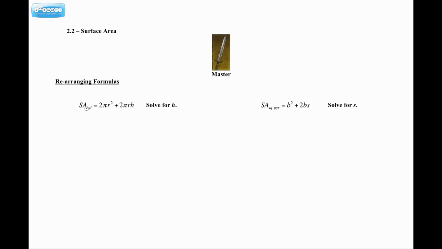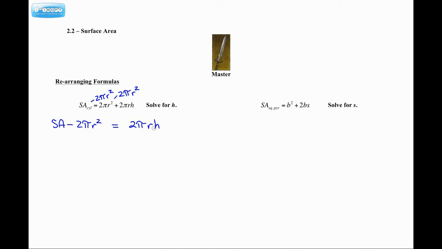So instead of having SA, or surface area, by itself, we're going to isolate h so that h is by itself. So notice how this term here has nothing to do with h, and it's being added to this one. So what I'm going to do is subtract 2 pi r squared from both sides, because what you do to one side you must do to the other. Okay, so that gives me here on the left surface area minus 2 pi r squared is equal to 2 pi rh, because that's what remains on the right.